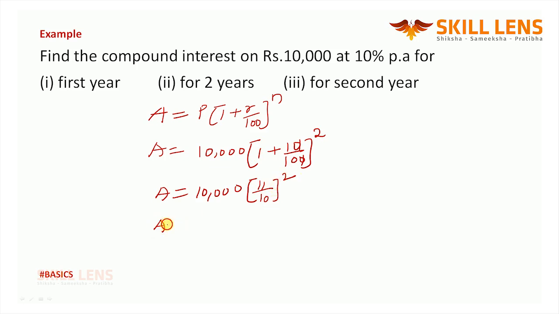Then the amount is going to be what? 10,000. Okay, which is what? 11 square is what? 121. What is 10 square? 100. Okay, 2 zeros will get cancelled. So then the amount will become what? 12,100. So you want your compound interest.